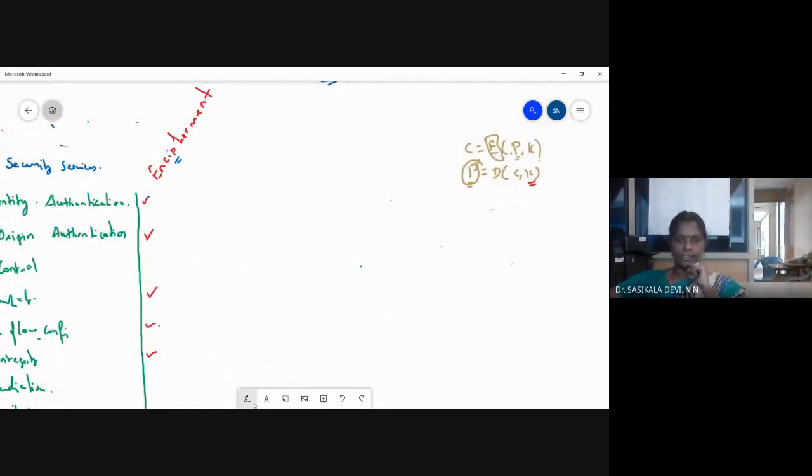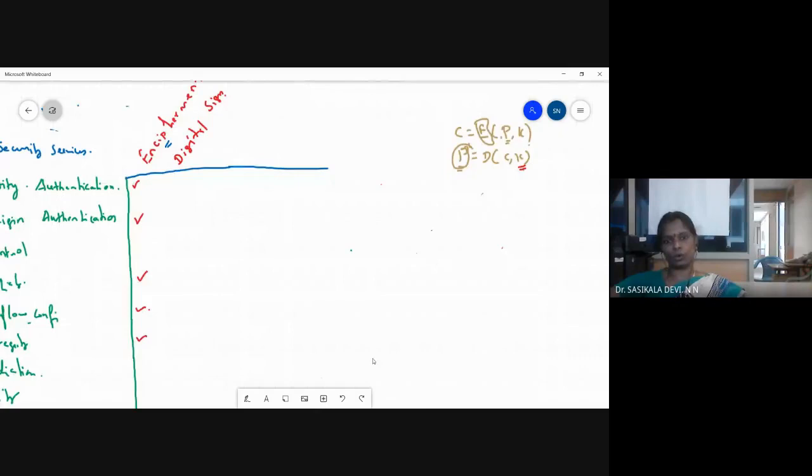The second mechanism here is digital signature, one of the emerging trending topics. For example, the sender wants to send a document or certificate to the receiver. Alice wants to send some document to Bob.